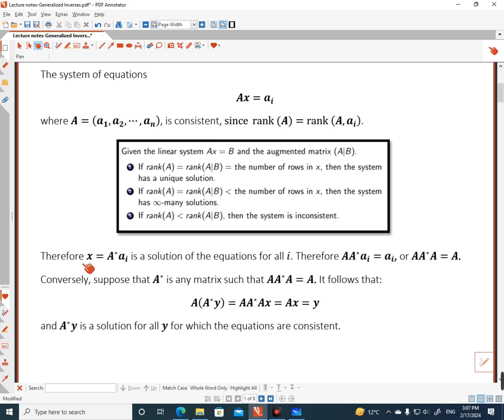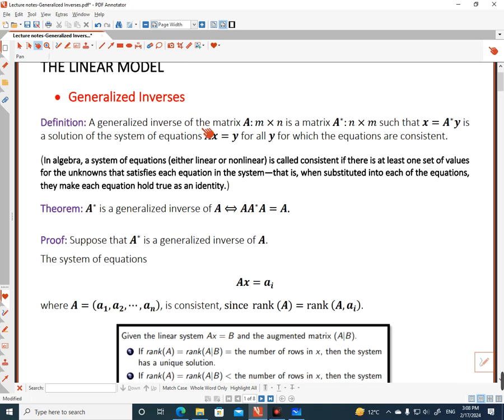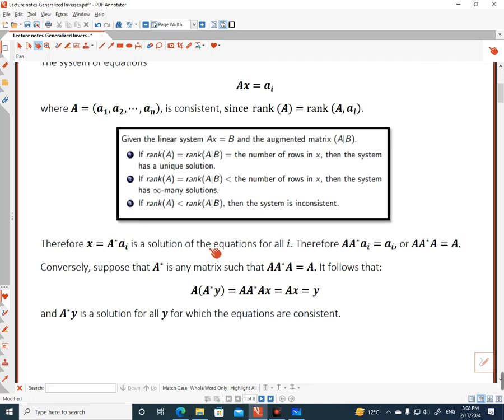Therefore, x is equal to A star Ai. Why? Because of this definition. So it's a solution of the equations for each i, and I can write it as A star A. So I multiply the left hand side by A, and since A star is a generalized inverse of A, it vanishes and you get Ai. So we will have A A star A equal to A, and the proof is complete.